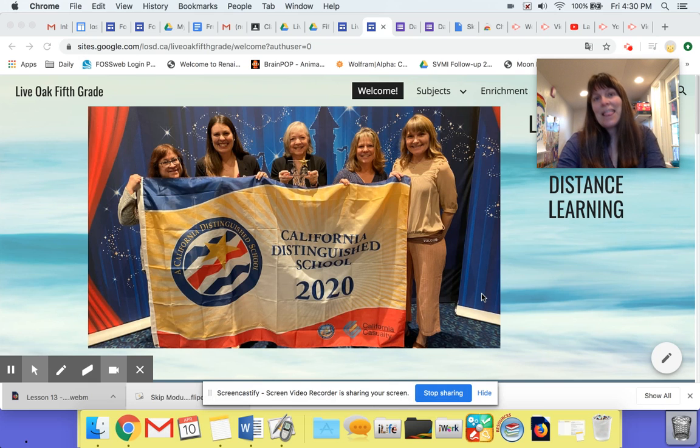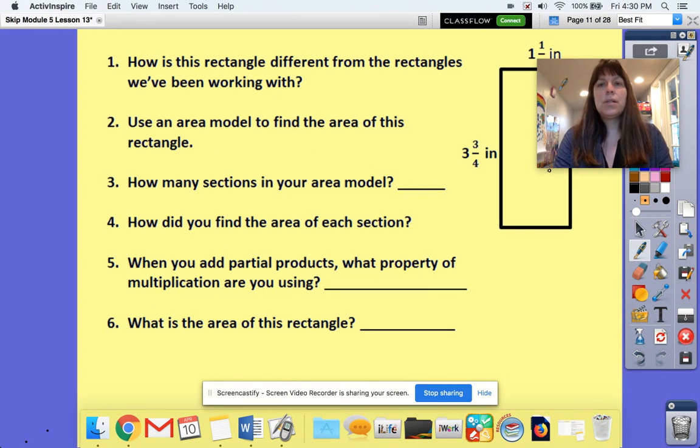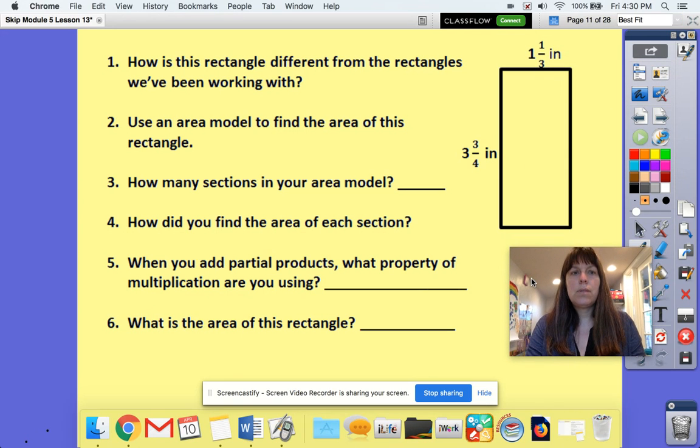This is lesson 13, video number 3. So we're back here, and number 2, use an area model to find the area of this rectangle.